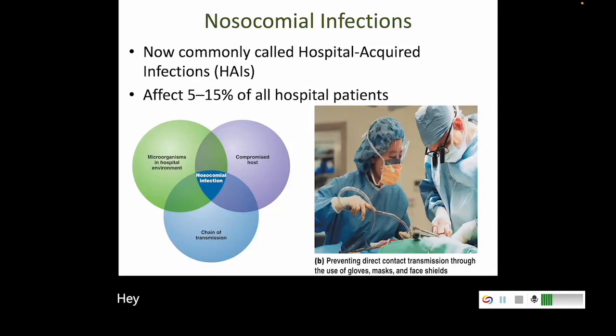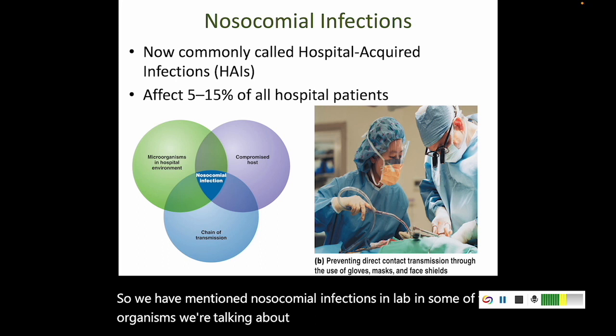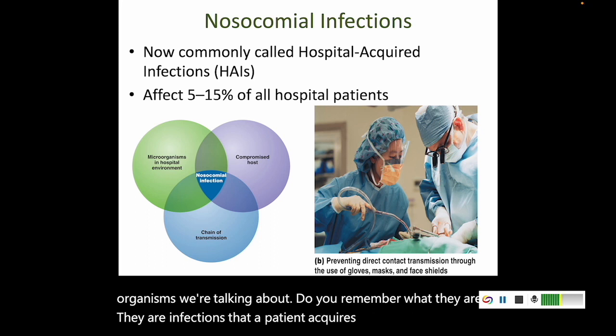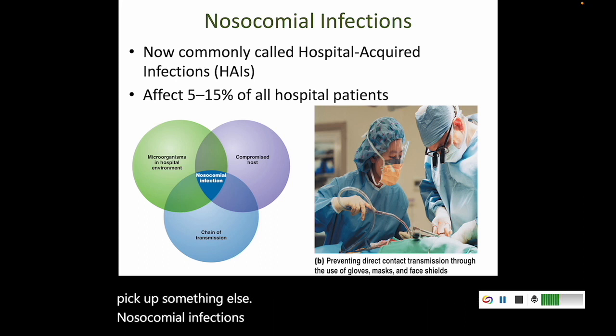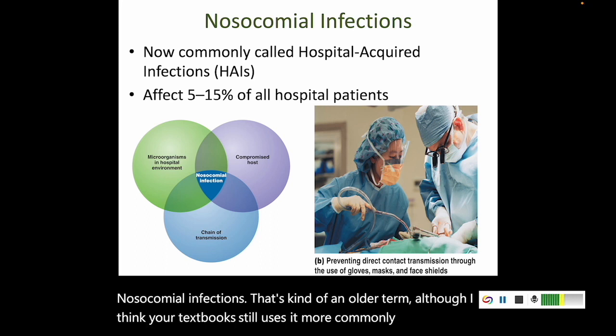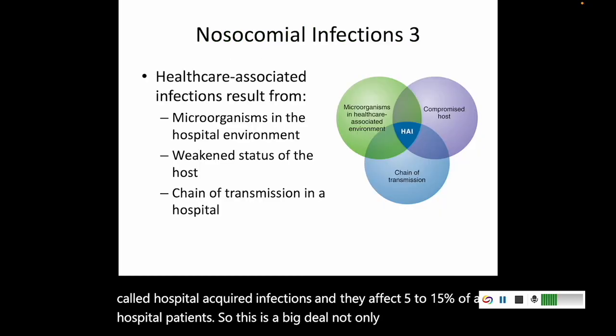Hey everyone. So, we have mentioned nosocomial infections in lab in some of the organisms we're talking about. Do you remember what they are? They are infections that a patient acquires in the hospital. They go to the hospital with one complaint, and while they're there, they pick up something else. Nosocomial infections, that's kind of an older term, although I think your textbook still uses it. More commonly now, they're called hospital acquired infections, and they affect 5 to 15% of all hospital patients. So this is a big deal, not only economically, but health wise for people.